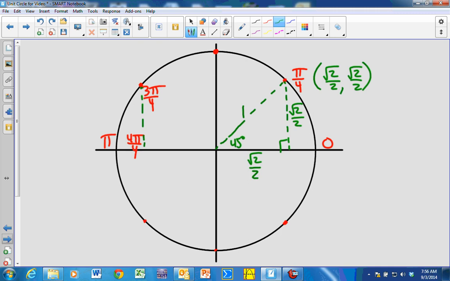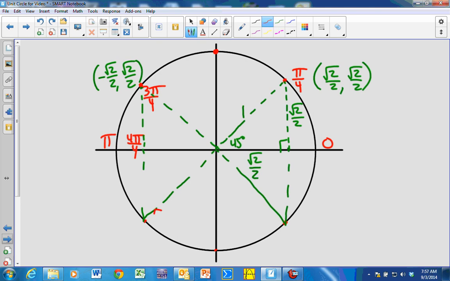Well, guess what? You're going to get the same triangle over here that you got over there, so you're going to get negative square root of 2 over 2, square root of 2 over 2 for the coordinates. You're going to get the same exact triangle here, and the same exact triangle there. So your coordinates here, which would be 5 pi over 4, because we were just at 4 pi over 4, are negative square root of 2 over 2, negative square root of 2 over 2.